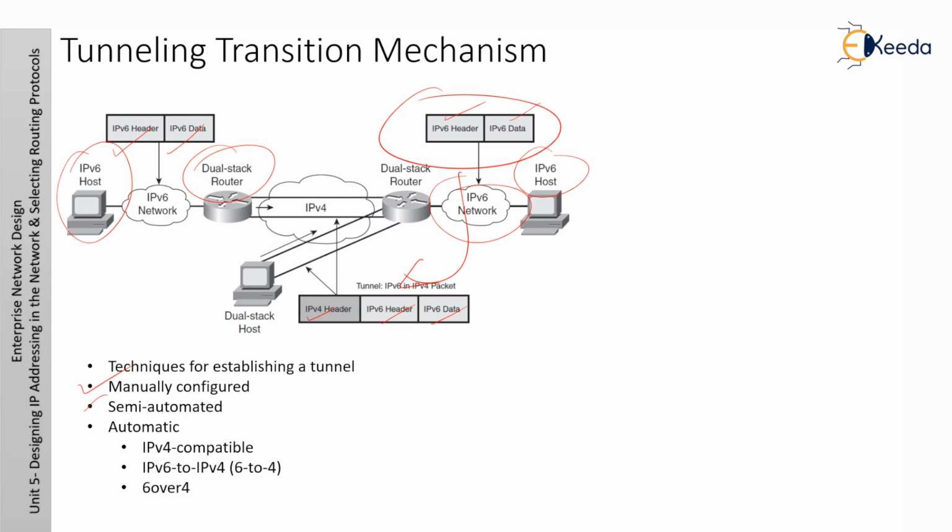Now come to automatic. There are three strategies: IP version 4 compatible, IP version 6 to IP version 4 (6 to 4), and 6 over 4. So the first thing is that various automatic mechanisms accomplish tunneling. First is IP version 4 compatible. The tunnel is constructed dynamically using an IP version 4 compatible IP version 6 address, an IP version 6 address that consists of zeros in the upper bits and an embedded IP version 4 address in the lower 32 bits. Because it does not scale, the mechanism is appropriate only for testing purposes, not for other purposes.